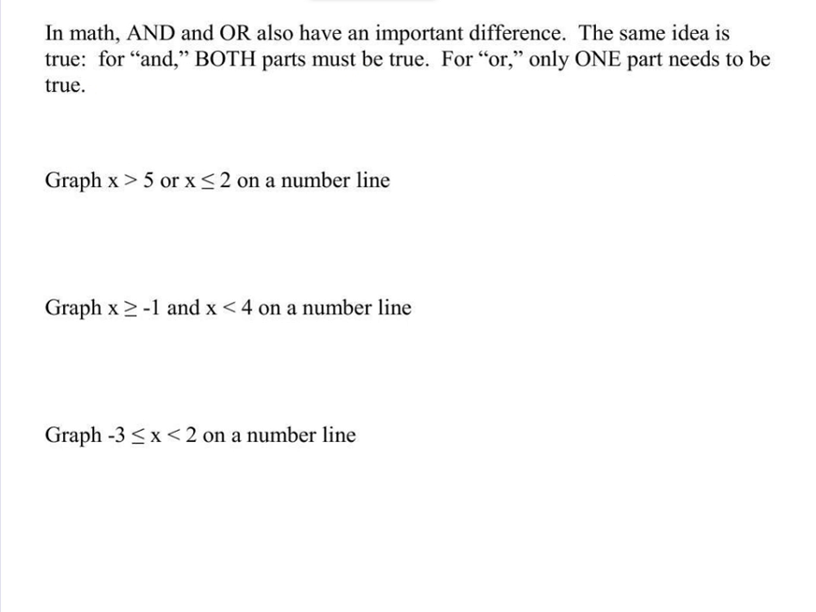All right, in math. Now, that was English. In math, and and or are very similar to the English language. They also have a very important difference. The same idea has to be true for and or. For and, both parts must be true. For or, only one part needs to be true. Okay? So what's going to happen is, graph x is greater than 5 or x is less than or equal to 2 on a number line. We're going to put both of those situations on the same number line. So now I need to have 2 and I need to have 5.